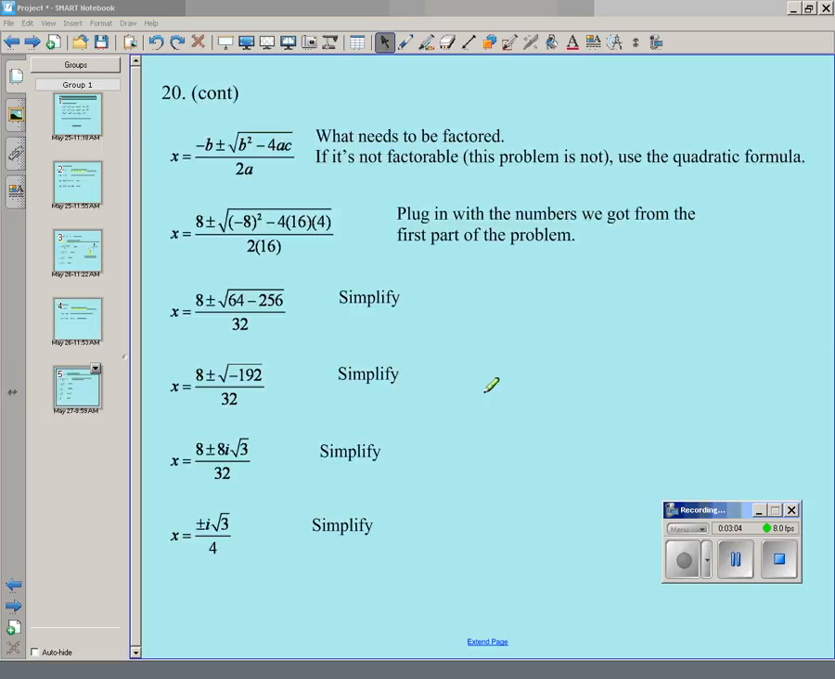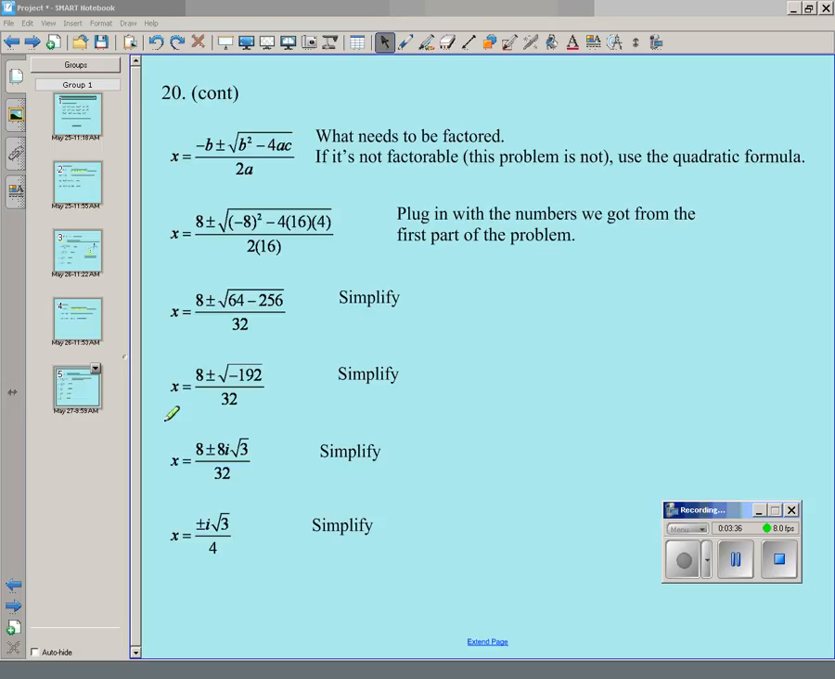Again, since this problem is not factorable, we have to use the quadratic formula. To start, we plug in the numbers we got from the first part of the problem. X equals 8 plus or minus the square root of negative 8 squared minus 4 times 16 times 4 over 2 times 16. We simplify to get x equals 8 plus or minus the square root of 64 minus 256 over 32. After we simplify again, we get x equals 8 plus or minus the square root of negative 192 over 32.